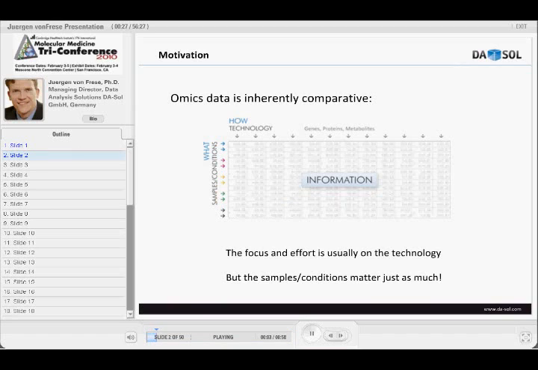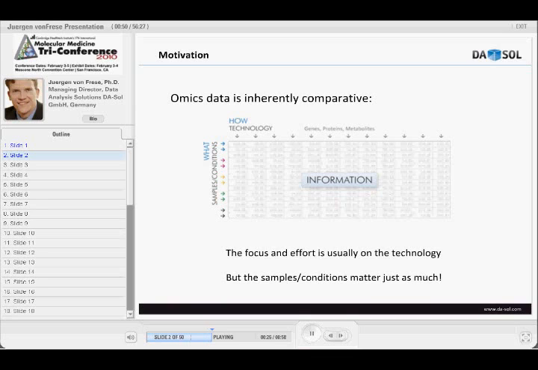Even if things don't go terribly wrong, as Terry has shown, study design is still crucial for the quality and reliability of your results. And to understand that, it's important to envisage that omics data is comparative. As Terry has said, we compare good prognosis versus poor prognosis. We compare responders to non-responders.